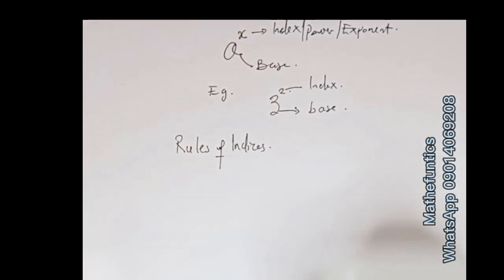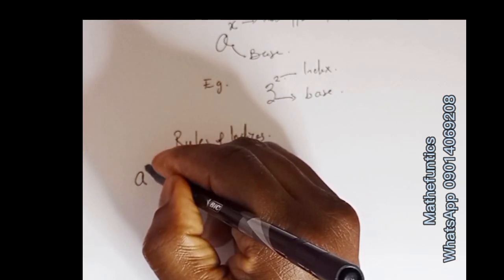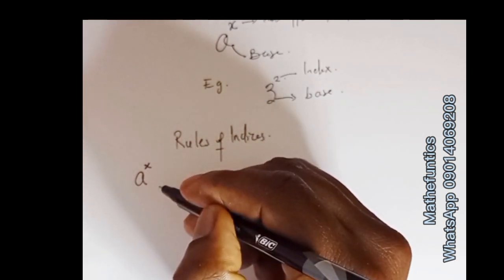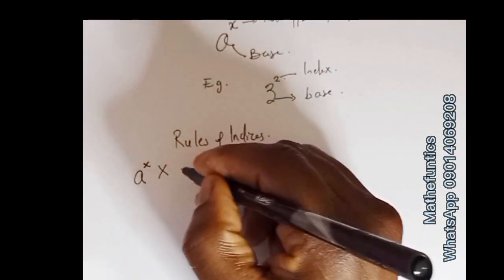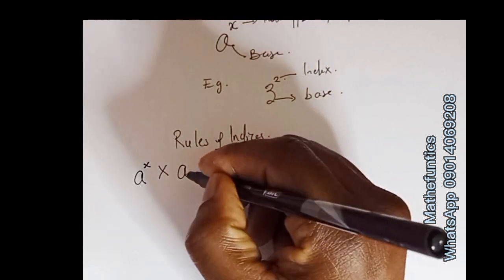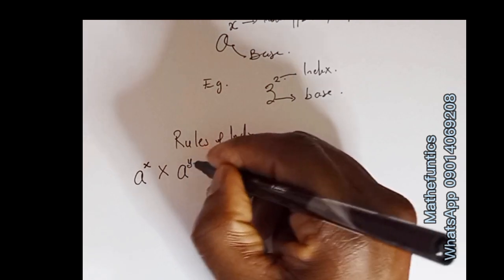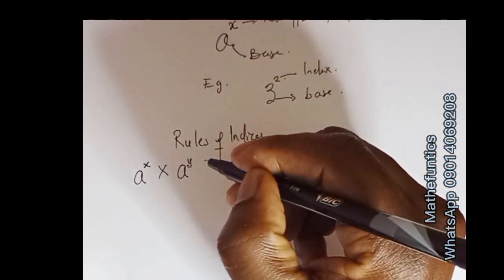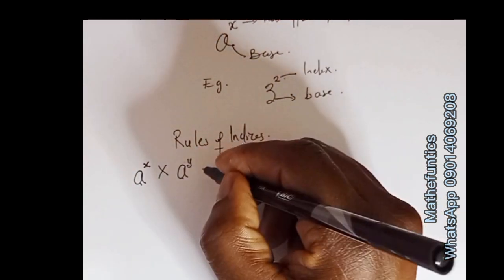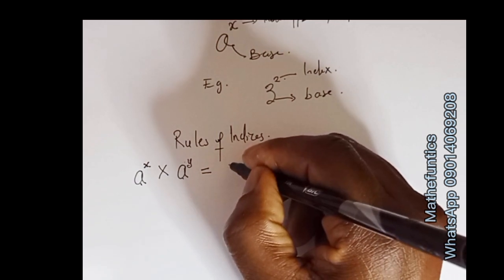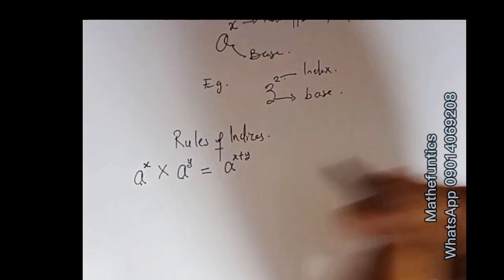And so the first one I will talk about is if I have a number base with a power, and it is multiplying the same number with a different index. Same number, you can see the base a, and I have different index. This is same thing as me having it as what? A raised to power x plus y. How did we come about this?